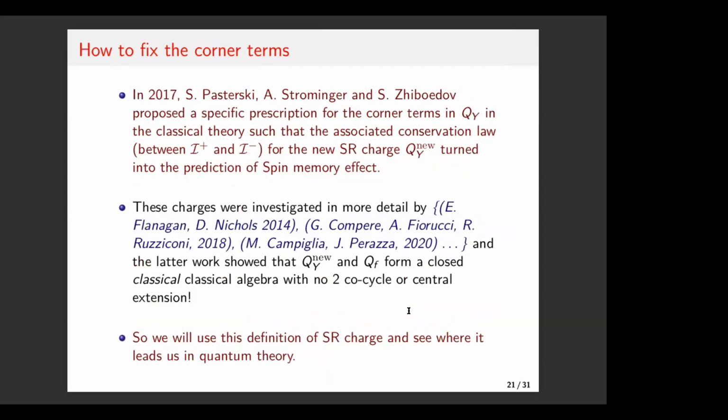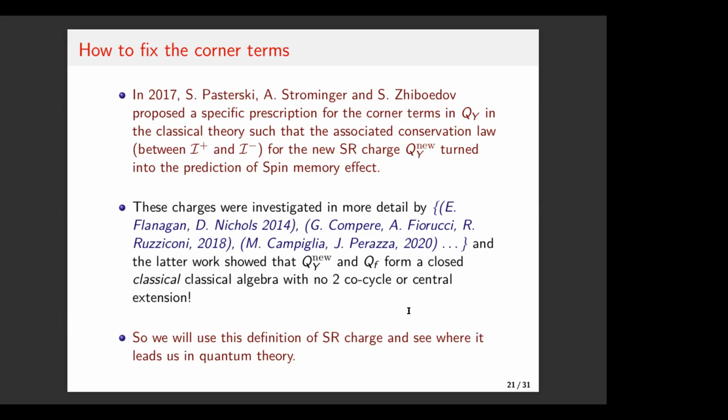Now it turns out that the issue is which prescription should be used for the superrotation charge. And for a completely different reason, in 2017, Pasterski, Strominger, and Sasha Zhiboedov had proposed one prescription for what corner term we should add in the superrotation charge. The motivation was that, as they showed, the corresponding conservation law, after they added these terms, gave a prediction for what is now called the spin memory effect.